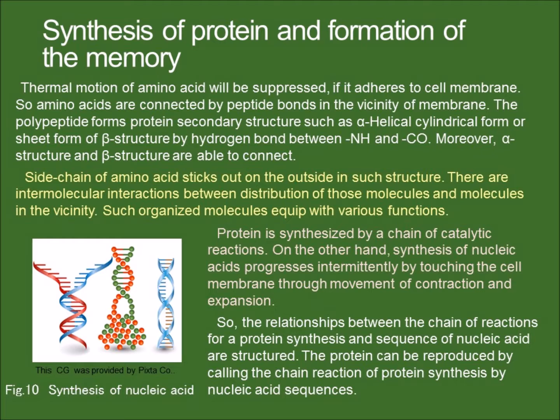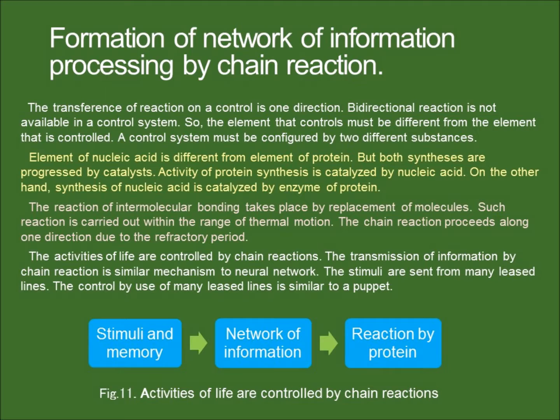The protein can be reproduced by calling the chain reaction of protein synthesis by nucleic acid sequences. Formation of network of information processing by chain reaction. The transference of reaction on a control is one direction. Bidirectional reaction is not available in a control system. So, the element that controls must be different from the element that is controlled. A control system must be configured by two different substances.